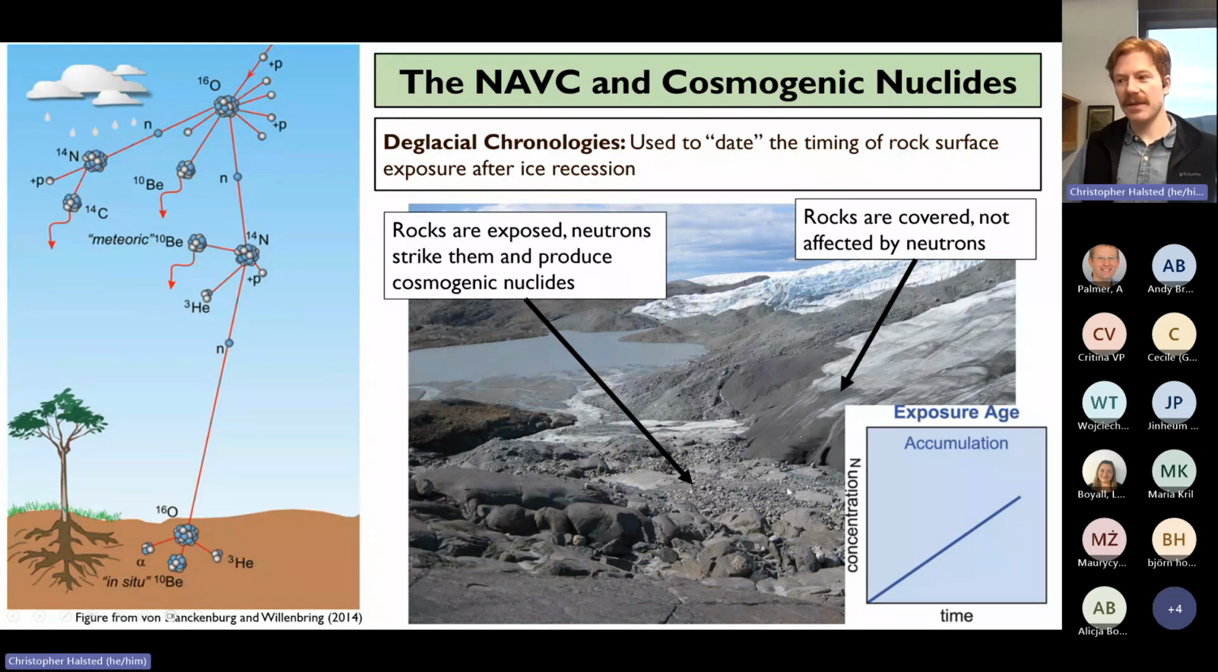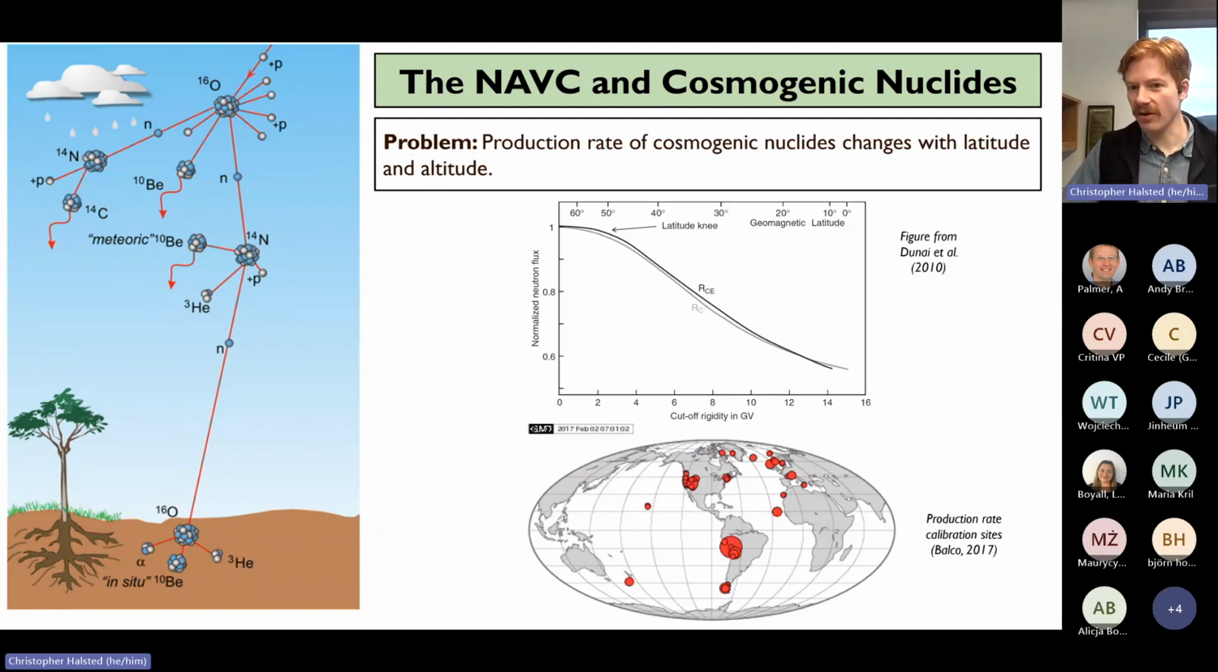Now, the step that I mentioned that's critically important here is that in order to accurately calculate an exposure age, you need to understand and predict how quickly that beryllium-10 is being produced through time. That's called the production rate. And that turns out to be the hardest component of calculating deglacial chronologies using cosmogenic nuclides, is accurately knowing the production rate at the sample site. Because the production rate of cosmogenic nuclides varies across the world. It varies with latitude, it varies with altitude.